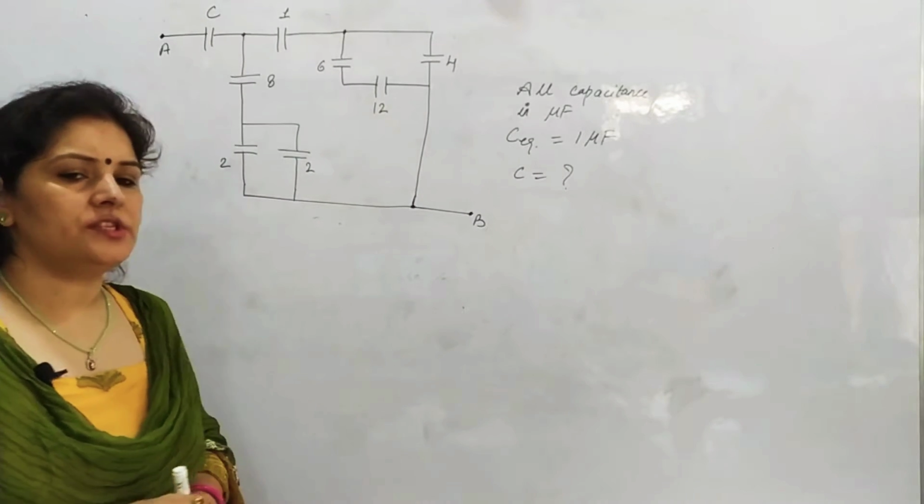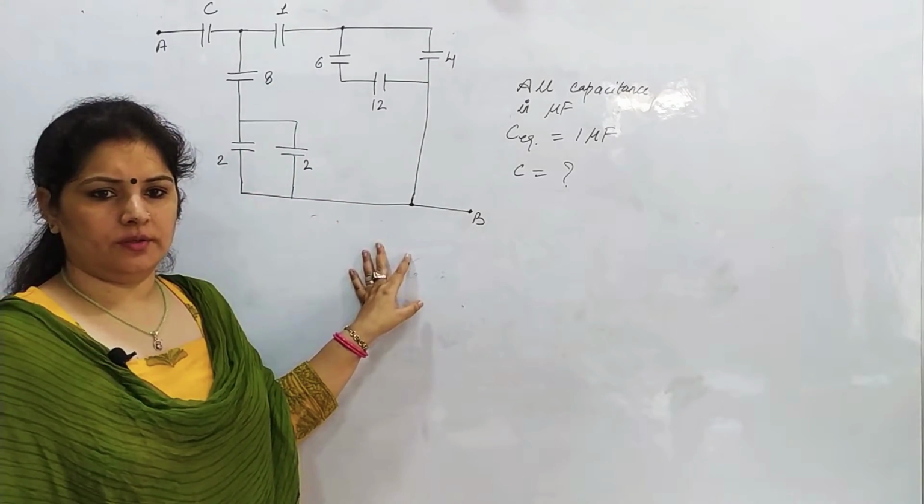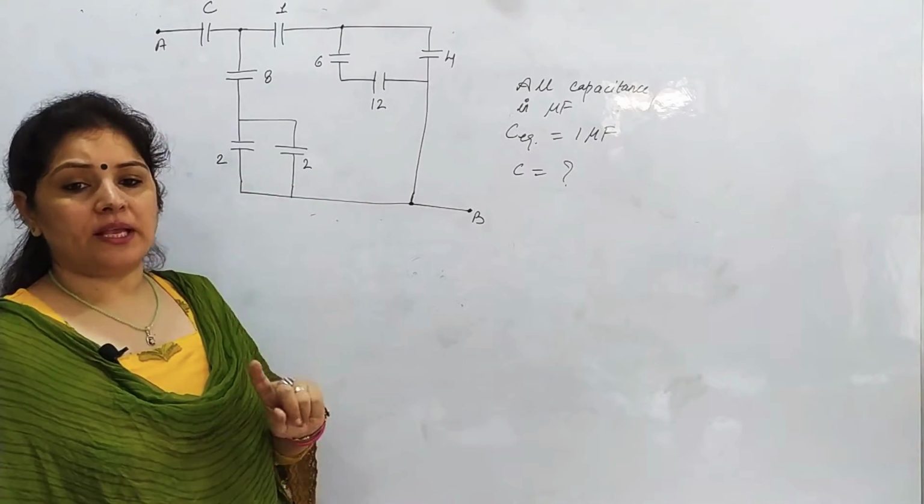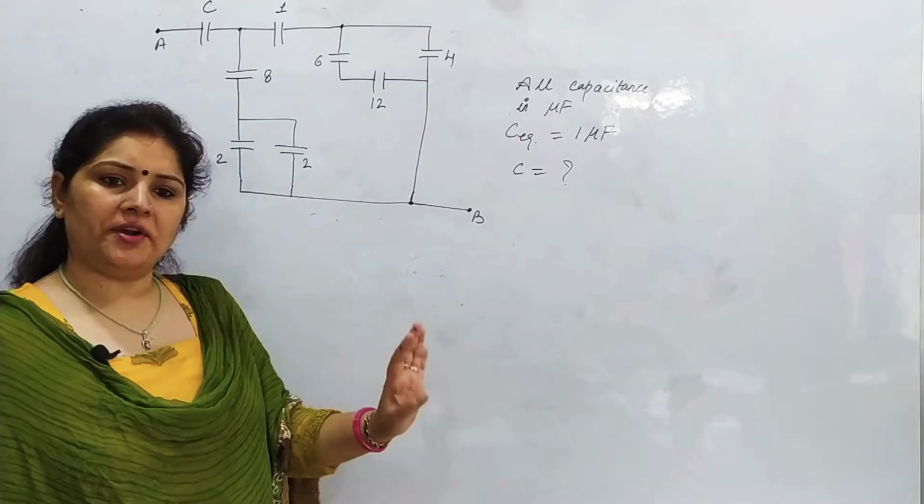Yes, children, very interesting question. This is how the circuit diagram is given. There are 2 points A and B. The equivalent capacitance between A and B is 1 microfarad. Final answer is already given.